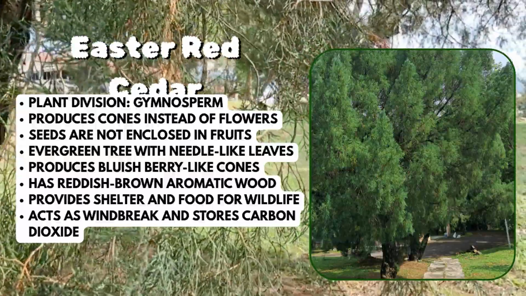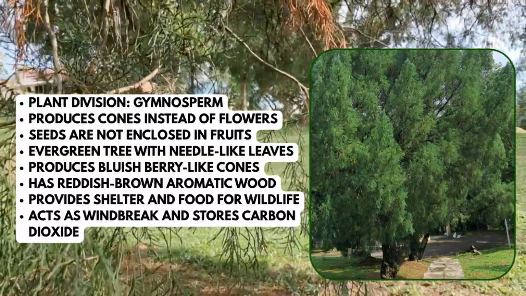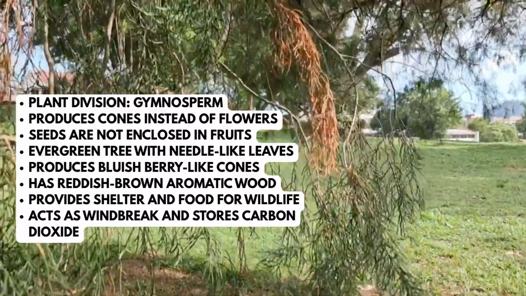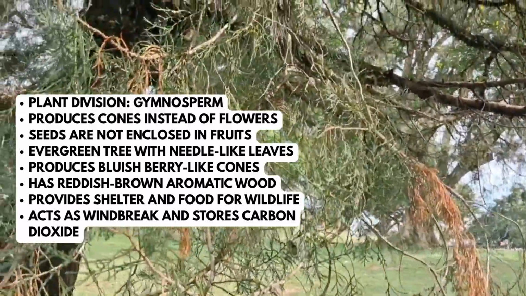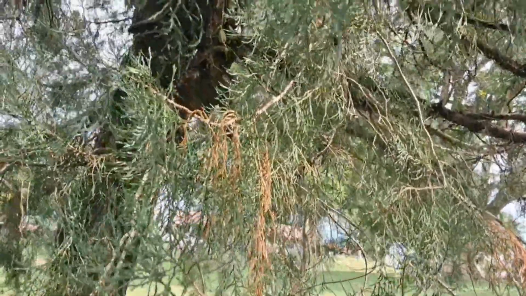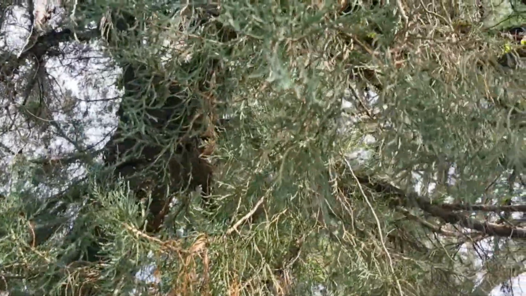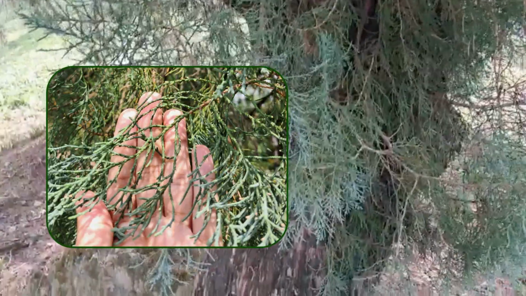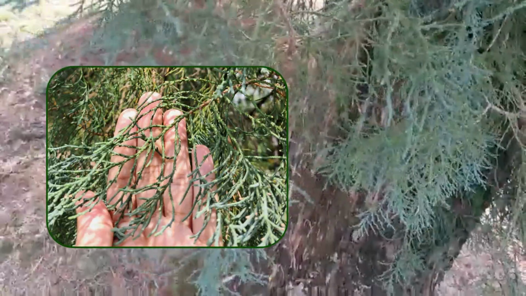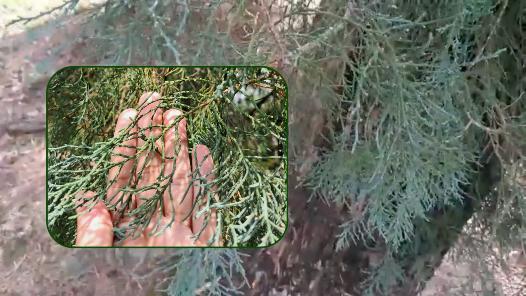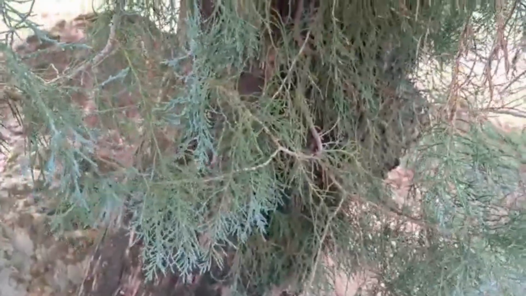This is the Eastern red cedar located near Desa Siswa Cahaya Gemilang Harapan. It belongs to the gymnosperm division because it produces cones instead of flowers. The tree has evergreen leaves and berry-like cones. It provides shelter for wildlife, acts as a windbreak, and stores carbon dioxide.